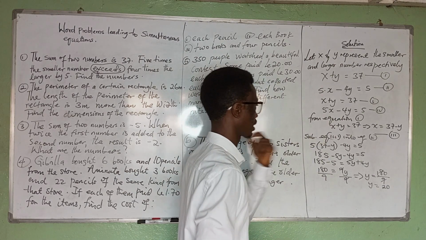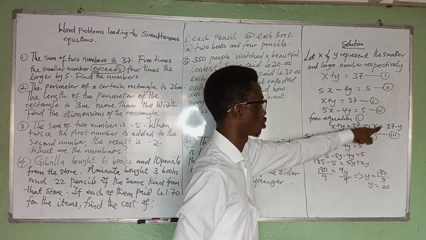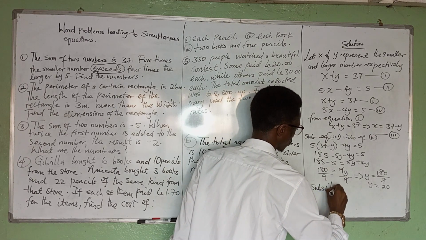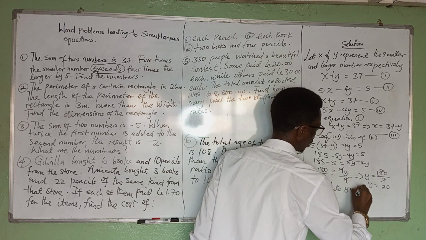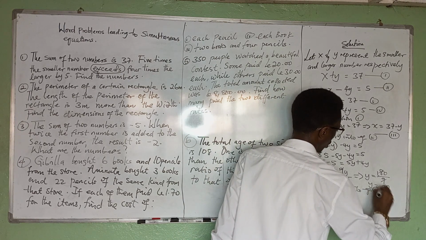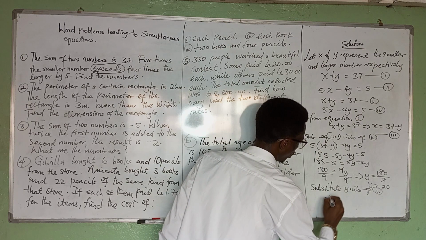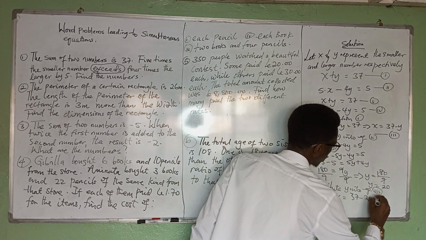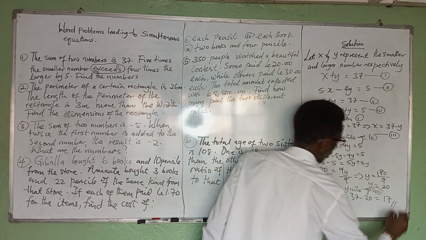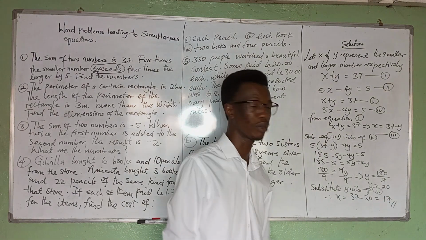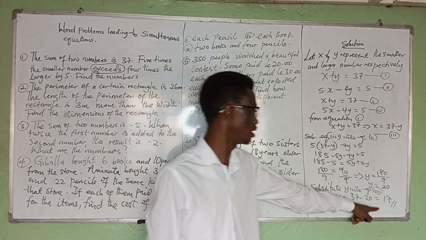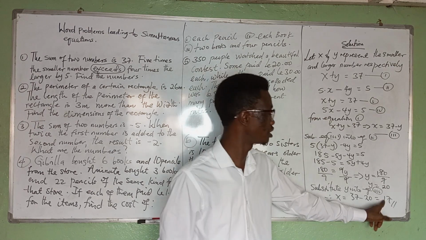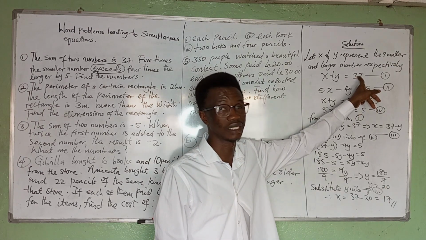So now you need to find x. Remember, you've made x the subject here. So substitute y into equation 3. Okay, so meaning your x is 37 minus 20, which is 17. Okay, so meaning your two numbers will be 17 and 20. And let's see, if you want to prove that, add 17 and 20, you are going to have 37.